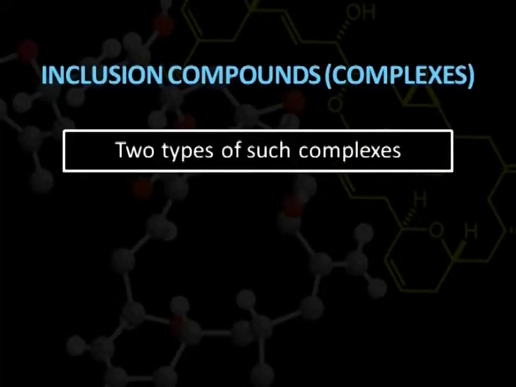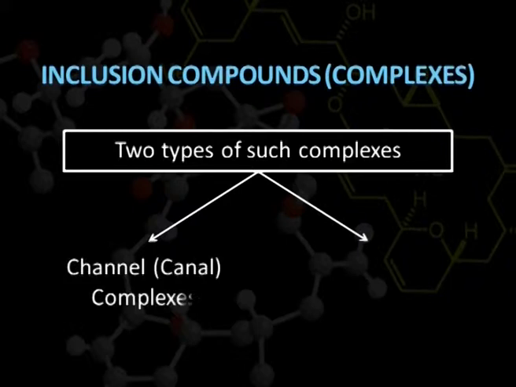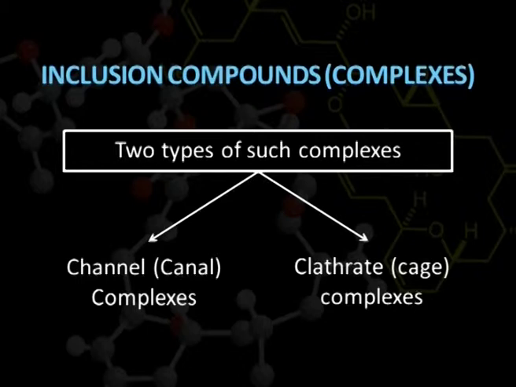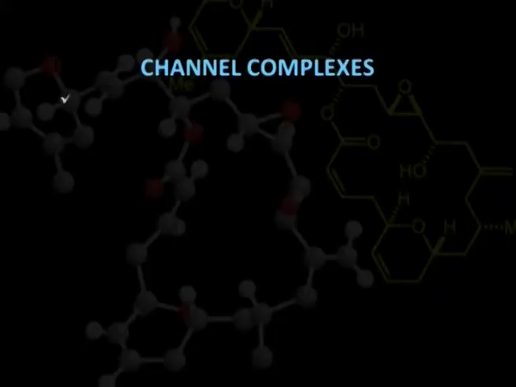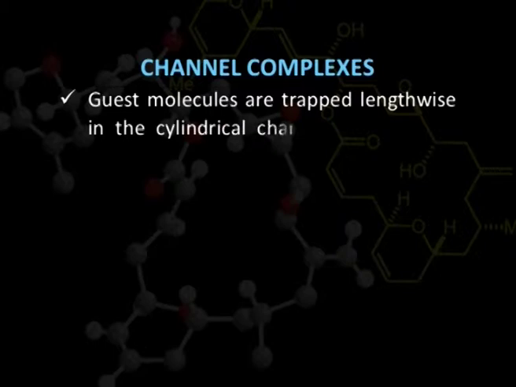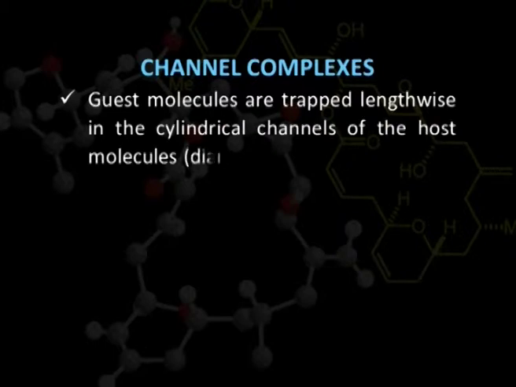Two types of such complexes are known. One is channel or canal complexes, and the other is clathrate or cage complexes. As the name suggests, in case of channel complexes, guest molecules are trapped lengthwise in the cylindrical channels of the host molecule. Normally, the diameter of this channel is approximately 5 angstrom.